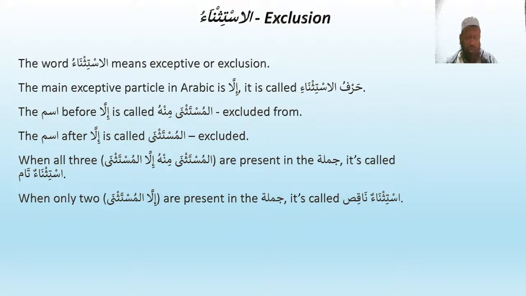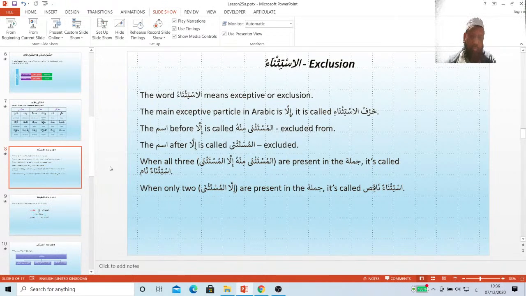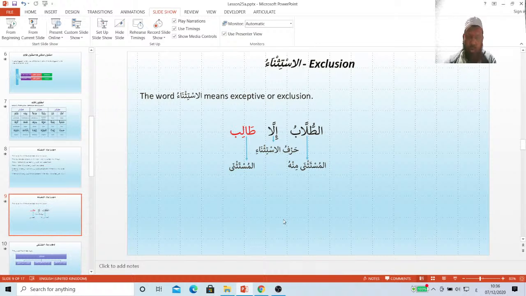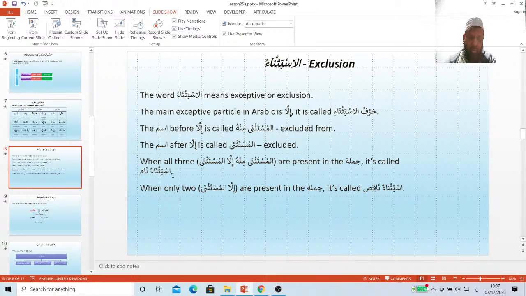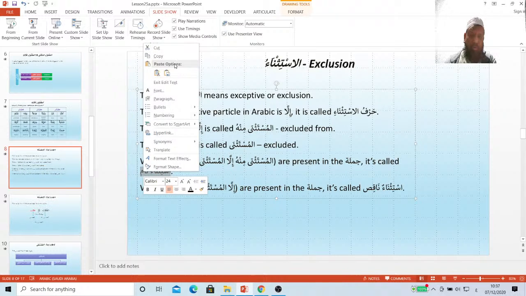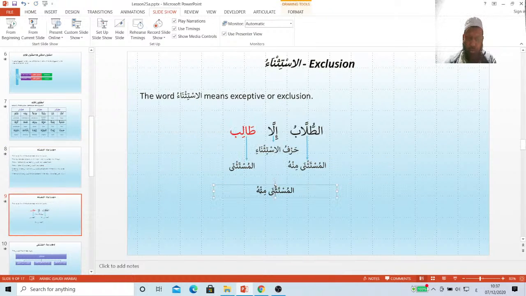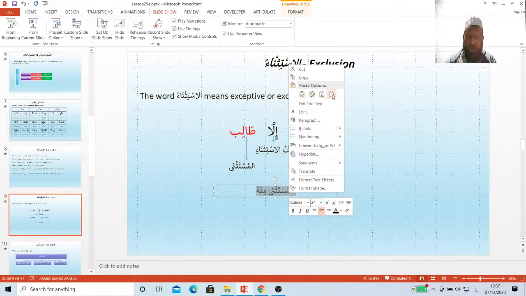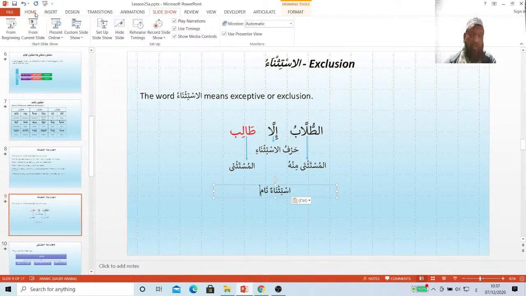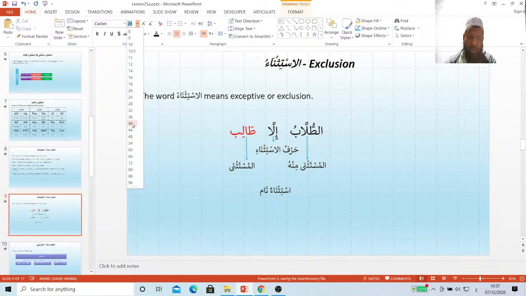So I can do another thing. I'll show you. Just copy this. We copy that and paste it here. Bigger. I'll copy this. Paste it here. Make the font bigger.